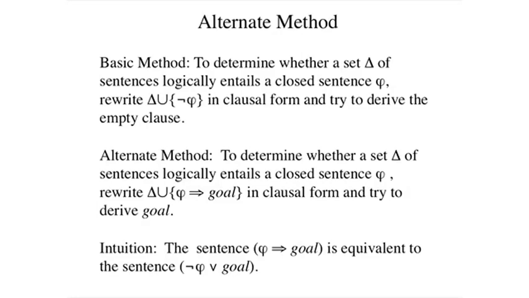However, instead of trying to derive the empty clause, we try to derive a clause that contains just the literal goal. Now this is equivalent to what we were doing before, because phi implies goal is logically the same as not phi or goal. And so we just have a goal literal tacked onto each one of our clauses.